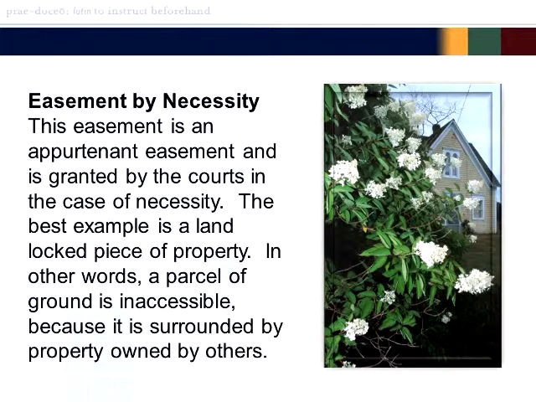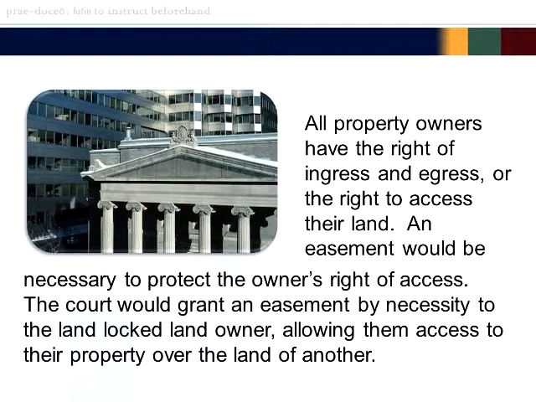Easement by necessity. This easement is an appurtenant easement and is granted by the courts in the case of necessity. The best example is a landlocked piece of property. In other words, a parcel of ground is inaccessible because it is surrounded by property owned by others. All property owners have the right of ingress and egress, or the right to access their land. An easement would be necessary to protect the owner's right of access.